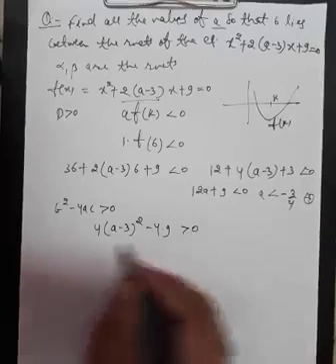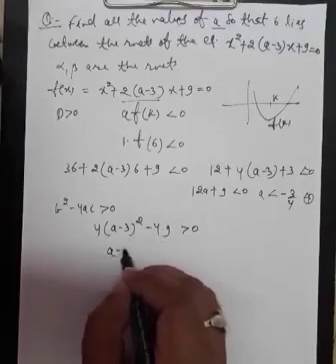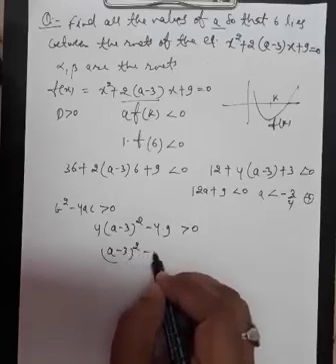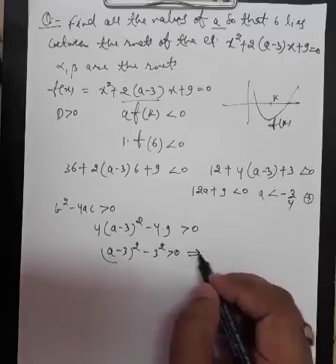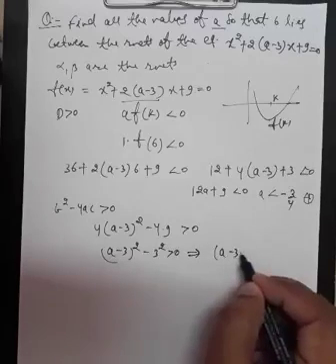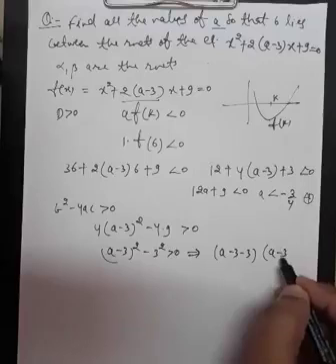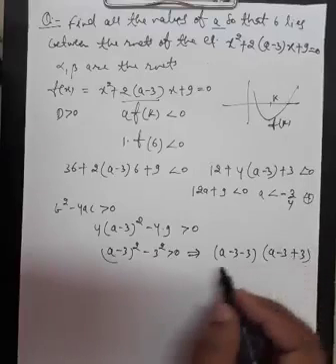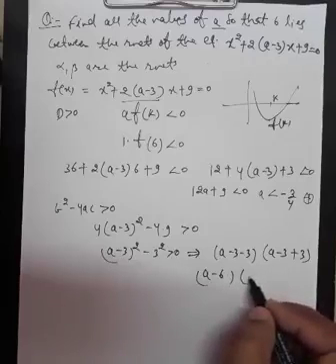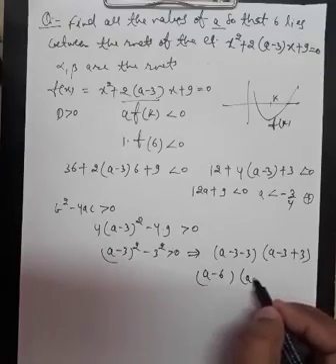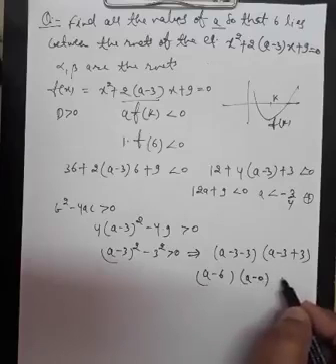That should be greater than 0. 4 can be taken out. (a minus 3) whole square minus 3 square. We can simplify that: a minus 3 minus 3 and a minus 3 plus 3. Okay, a minus 6 and a. We can assume it is 0. That should be greater than 0.